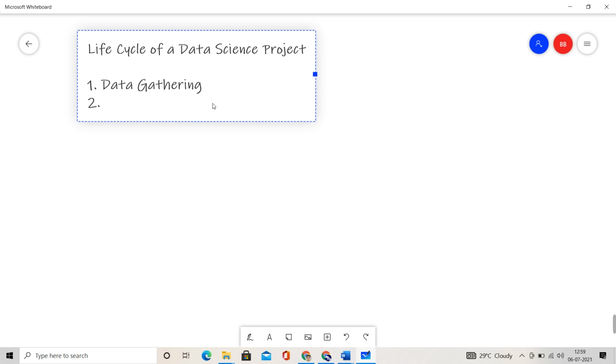Now coming to the second step, which is feature engineering. So what is feature engineering? Now feature refers to the variables, or you can say columns in a data set. So here in feature engineering, we actually clean the data.